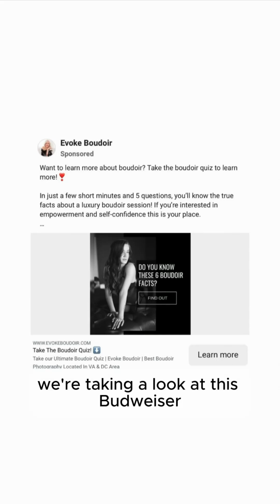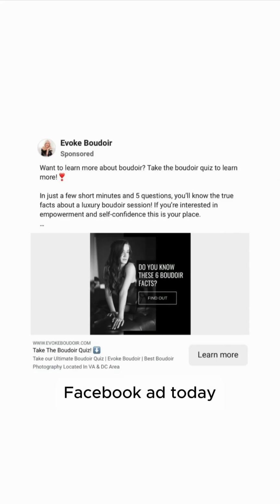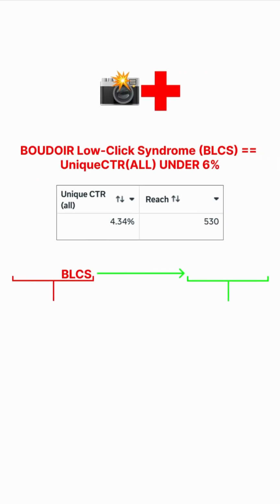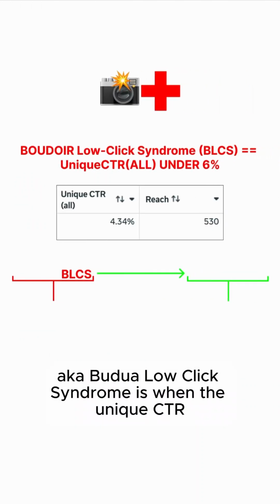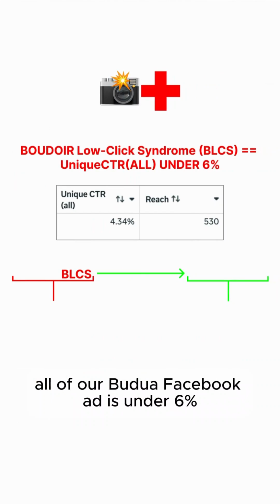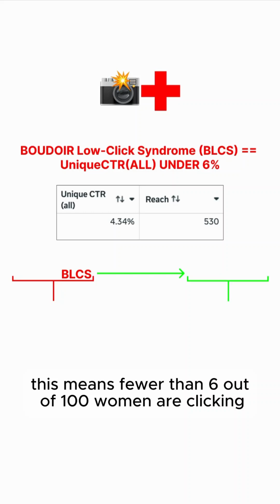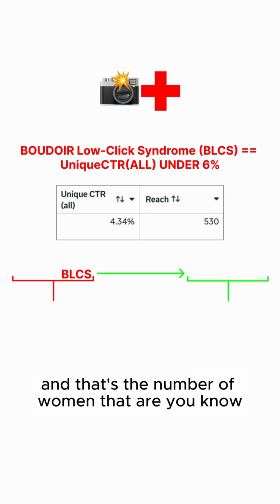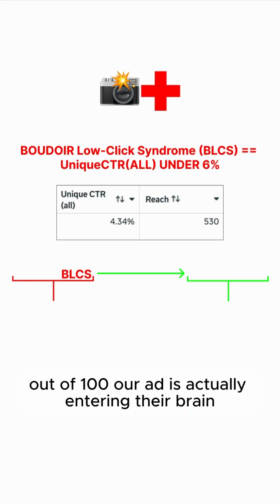All right, y'all, we're taking a look at this Boudoir Facebook ad today, seeing if it has BLCS, aka Boudoir Low Click Syndrome. Boudoir Low Click Syndrome is when the unique CTR of our Boudoir Facebook ad is under 6%. This means fewer than 6 out of 100 women are clicking somewhere on our Boudoir Facebook ad. And that's the number of women out of 100 that our ad is actually entering their brain.